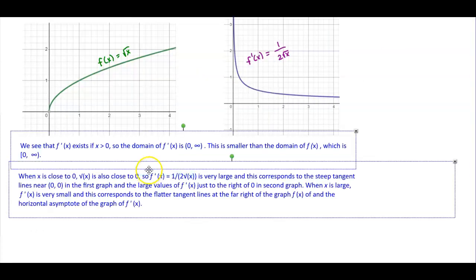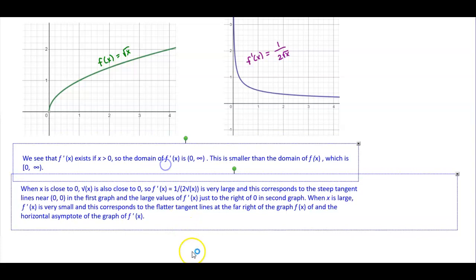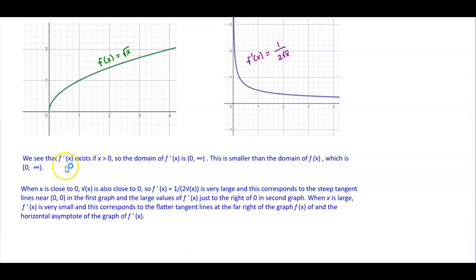So let's go ahead and summarize the graph and the last part of this. So we see that f prime of x, or the derivative, exists if x is greater than 0. So we found that the domain of f prime of x was 0 to infinity, but we're not including 0 because there is an asymptote there. Okay, this is smaller than the domain of f of x because that domain includes 0 from 0 to infinity.